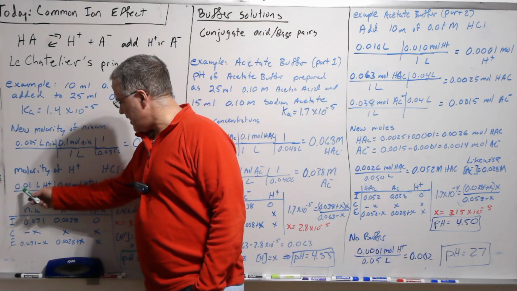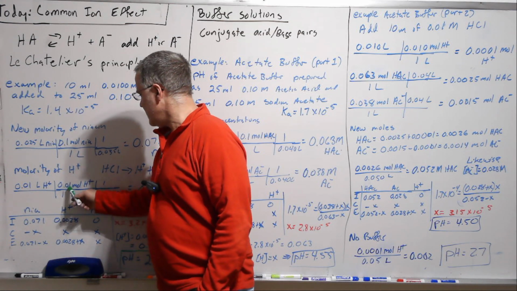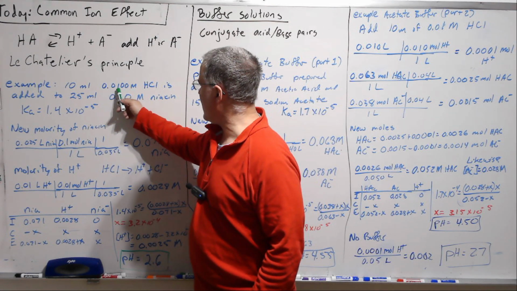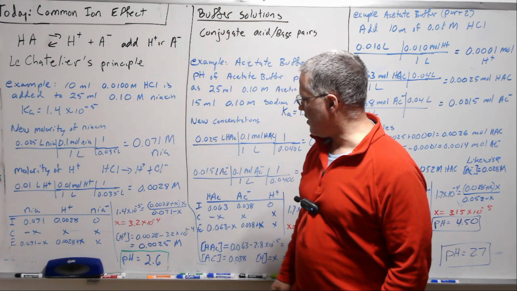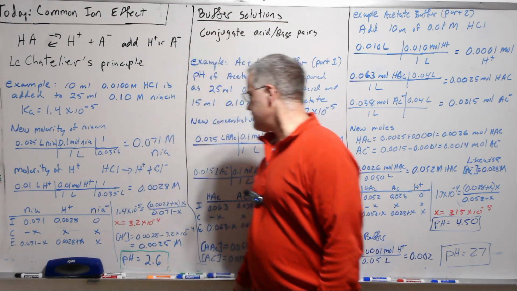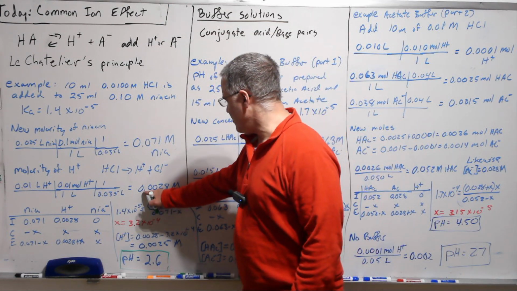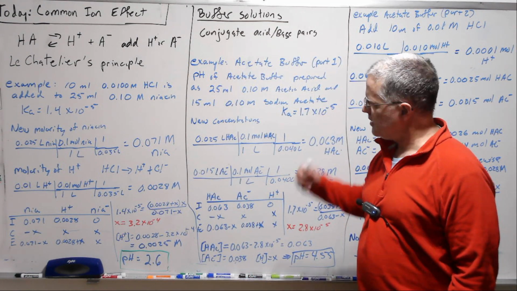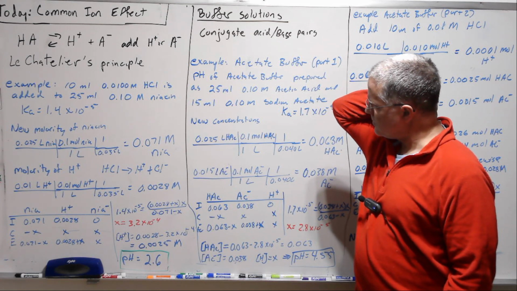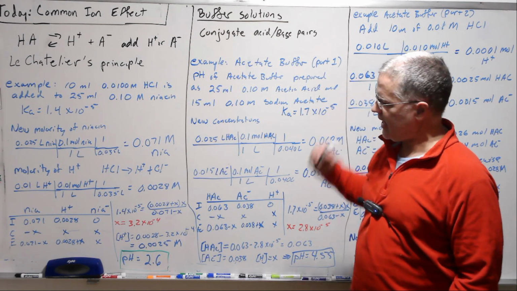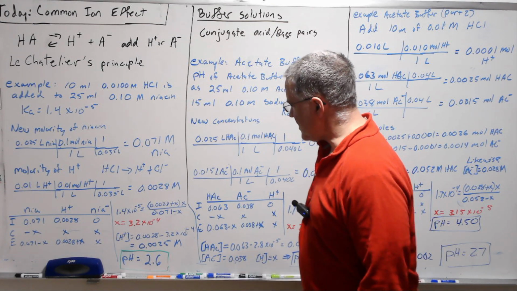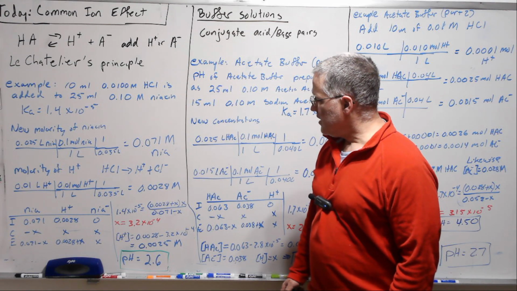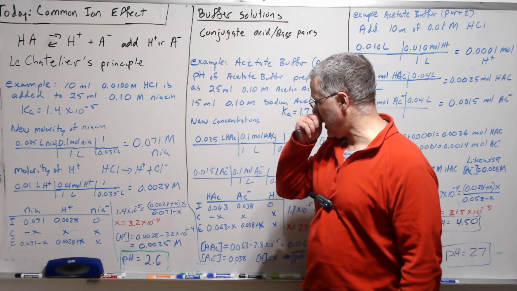So we've got 0.01, that's our 10 mils, and 0.01 is our molarity of our HCl solution. So that gives us a new molarity of 0.0028. So that's a dilution factor for this HCl. Okay, so what do we do now?